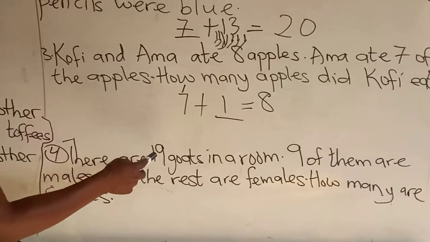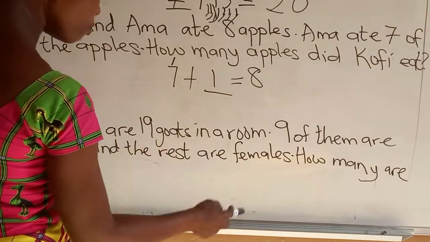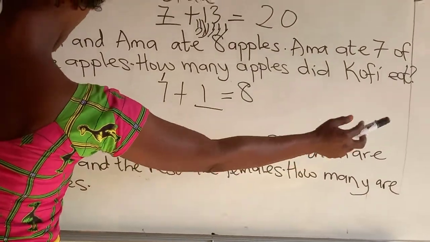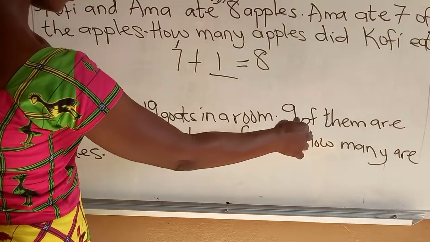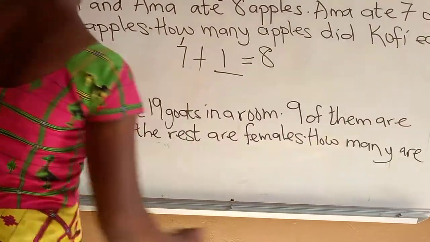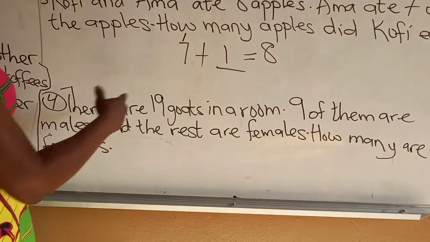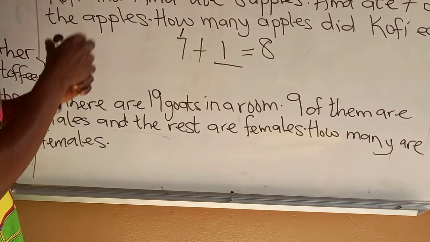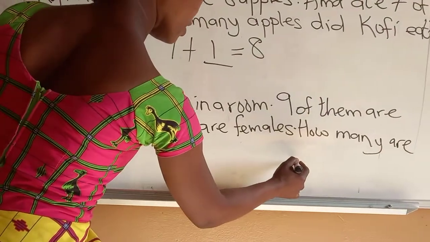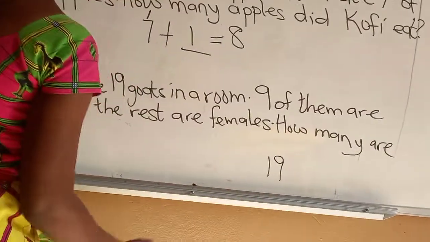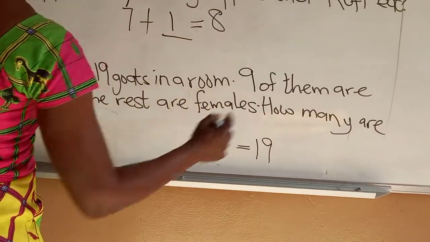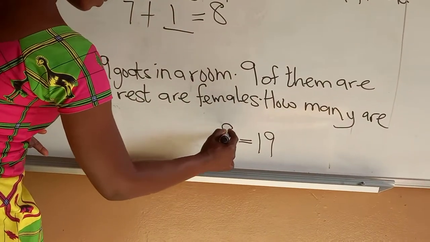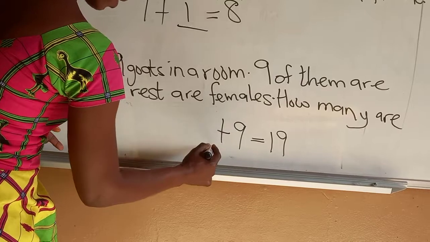There are 19 goats in a room. 9 of them were males and the rest were females. How many are females? How many are the goats? The total number is how many? 19. Your equal to sign. How many of them are males? 9. And how many of them are females?